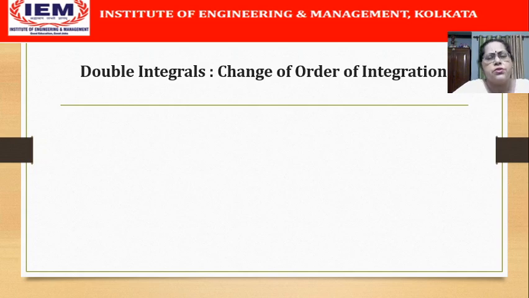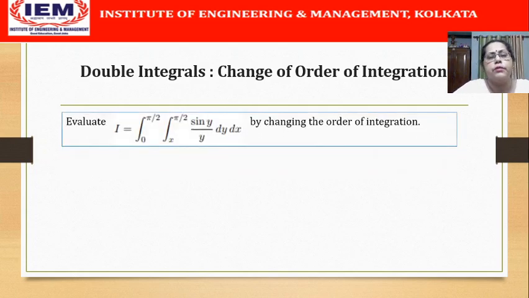Now, why is it so? Do we really need to do it? Can it help us in any way? Let us see that with the help of a problem. So we have a question like this now. Evaluate the integral I, from 0 to pi by 2, x to pi by 2, sine y by y dy dx, by changing the order of integration.